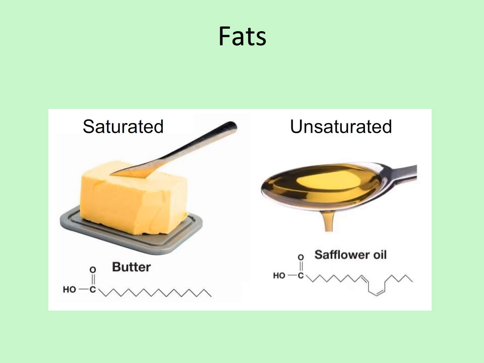However, if the fatty acids have at least one double bond between the carbon atoms, this causes a kink in the fatty acid tail. Fats that have these types of fatty acids are called unsaturated fats and are typically liquid at room temperature because the molecules cannot pack closely together.